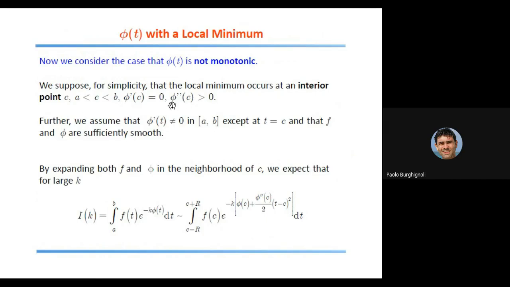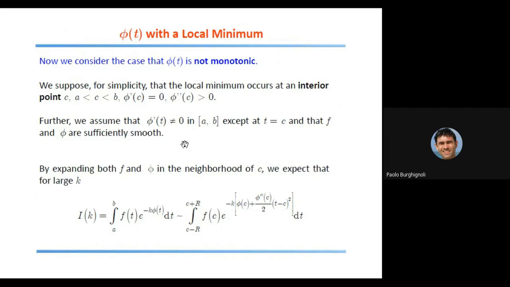Okay. There could be higher order minima, so you could have the second derivative also equal to 0, the third derivative equal to 0, but the logic does not change too much. Only the mathematics is a little more involved. Now, let us also assume that the first derivative remains different from 0 at any other point, except at the minimum. And also that everything is sufficiently smooth, so we don't need to care about possible singularities.